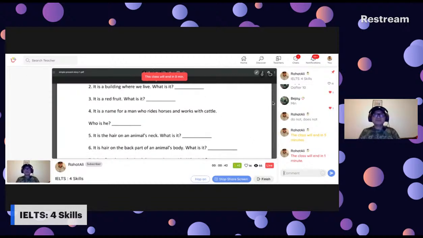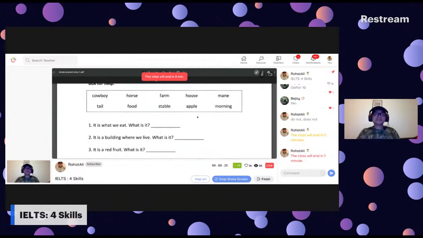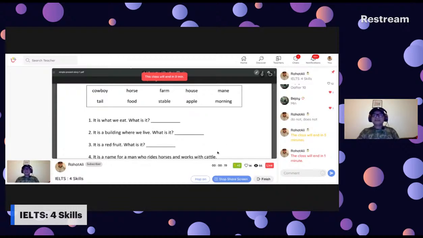Okay, number 4. It's the name for the man who rides horses and works with cattle. So it is the cowboy. The hair on an animal's neck, what is it? It is the mane. The hair on the back part of an animal's body, oh, I can't remember. What is it? Tail. Yes.